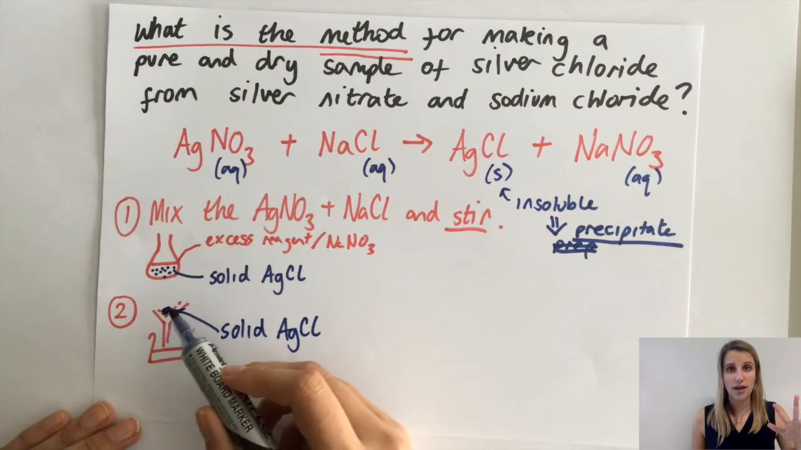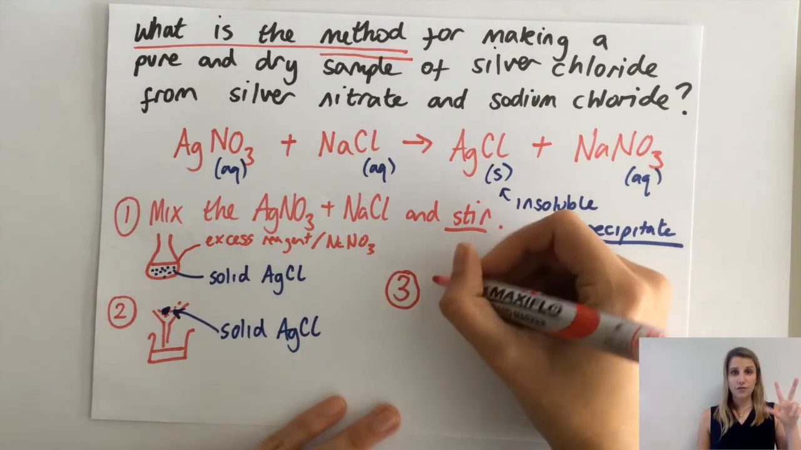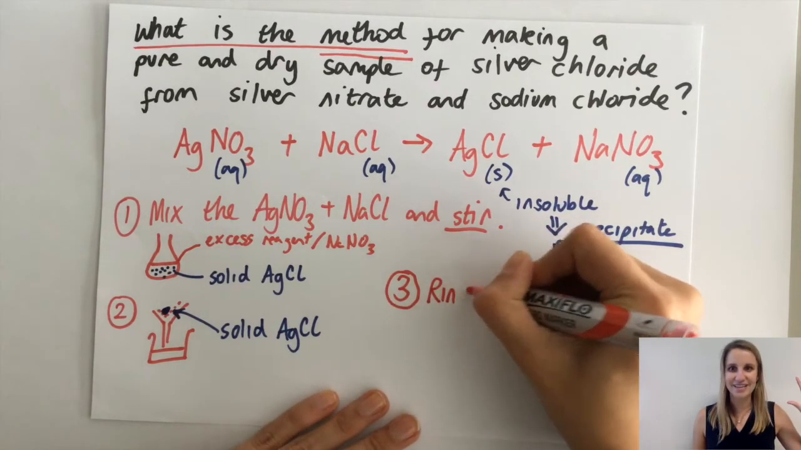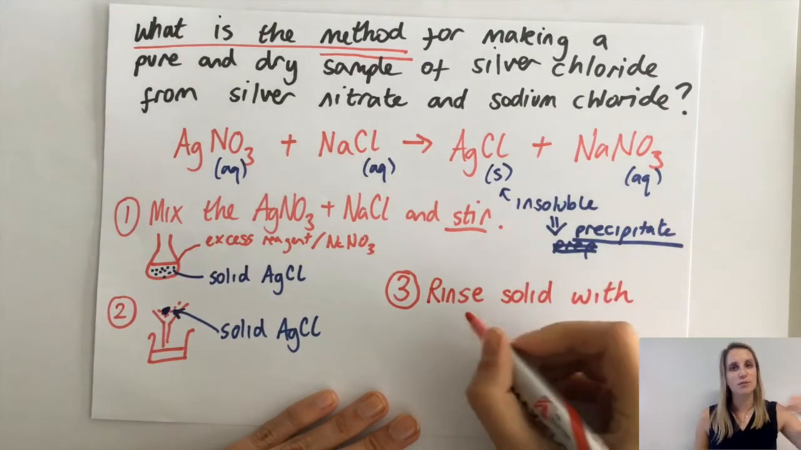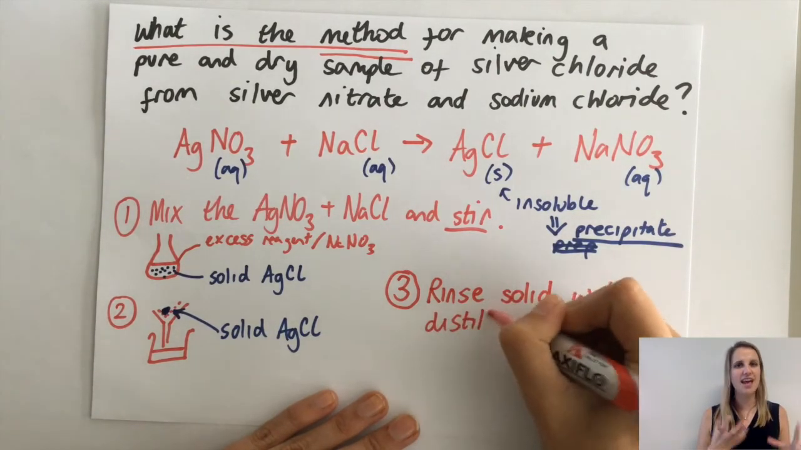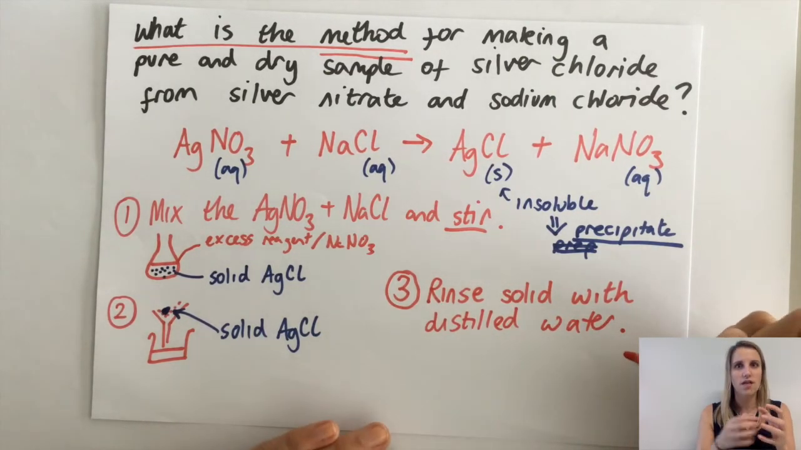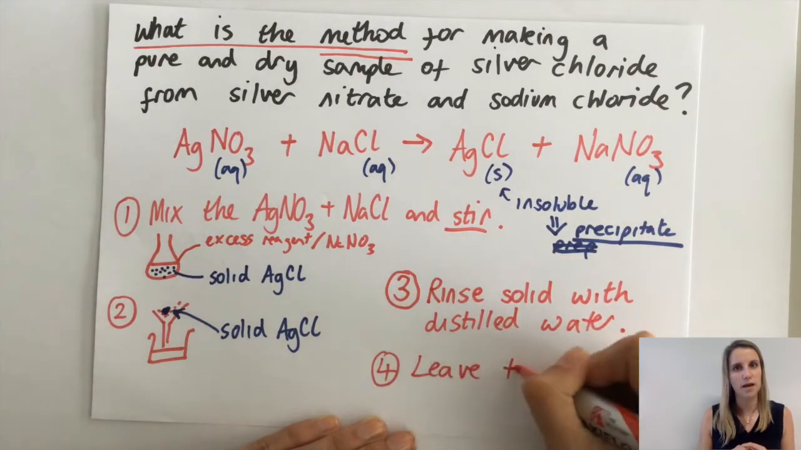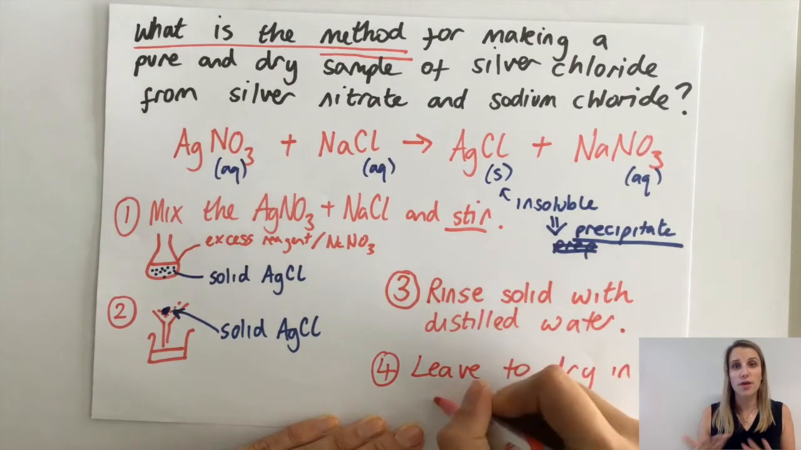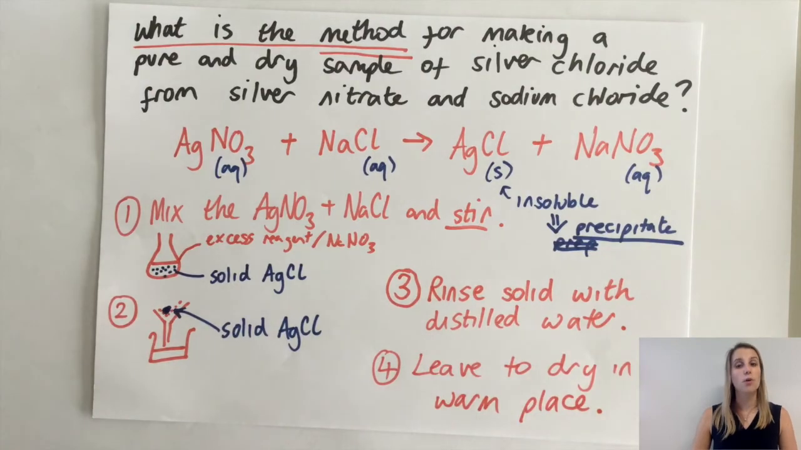So the next step is I need to really make this solid pure and dry. The third thing that we do is rinse the solid with distilled water. If you rinse it with distilled water, that means that if there's any of those soluble things still stuck in that solid, it's forcing them to go through the filter paper into the bottom. Now that that solid is pure, the important thing is that we leave it to dry in a warm place, and then you have your pure and dry sample of silver chloride.